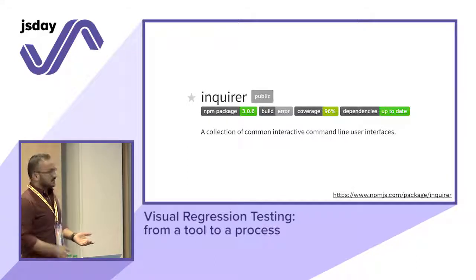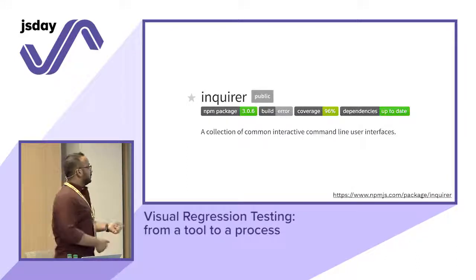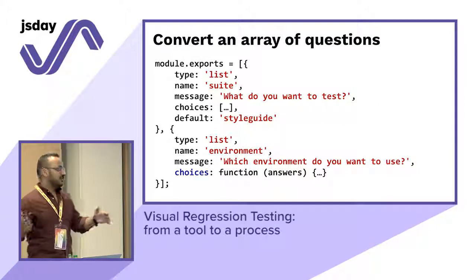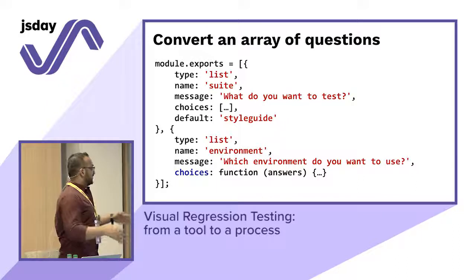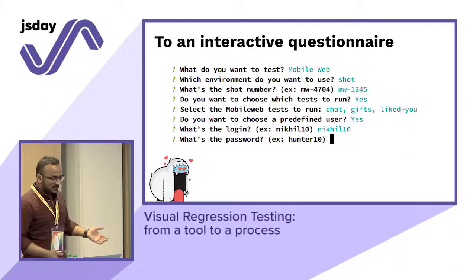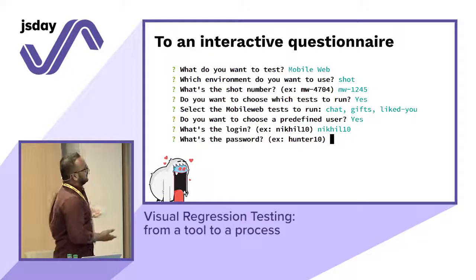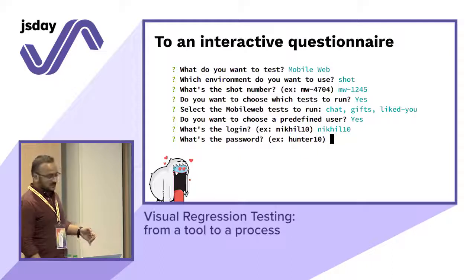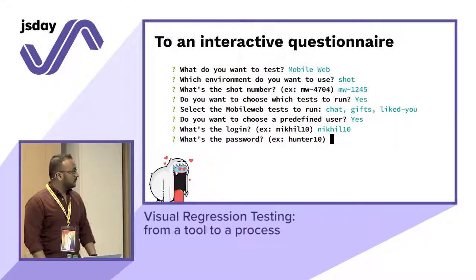It's called Inquirer. Inquirer is really cool. So it's a really cool utility which takes an array of questions. So you pass it an array of JavaScript objects, very simple with some functions, and it converts into an interactive questionnaire on the command line. So it's really cool, it's really easy, and then it makes it easy for you to test, because now you don't have to run crazy commands like the one I showed you before.